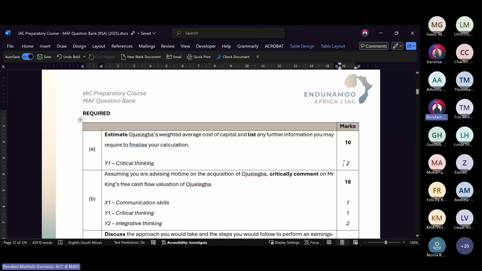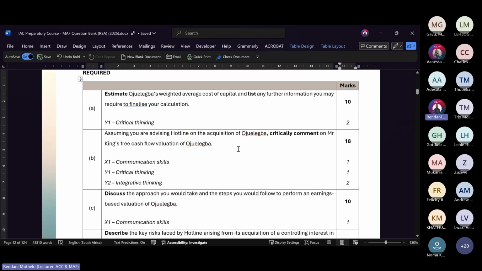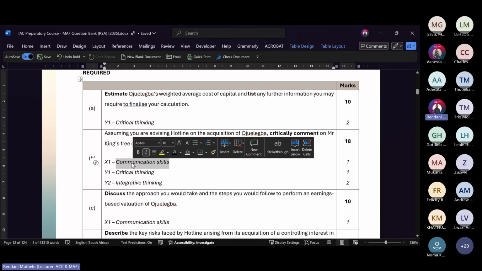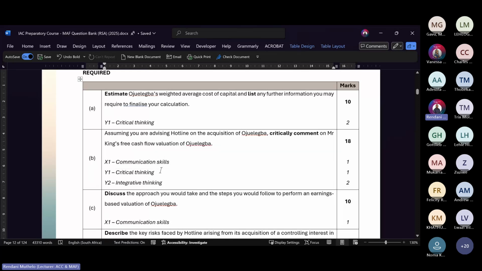So you need to be thinking about the quality of the assumptions that you have, whether they're reasonable, whether they can be compared with something and they still stand. That's what critical thinking is all about. Then here you are to advise, you are to critically comment on the free cash flow valuation. Because it's written, your communication skills, appropriate style will be important. Again, critical thinking in terms of challenging the estimates will be crucial.